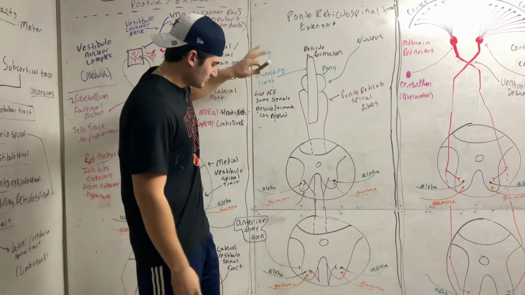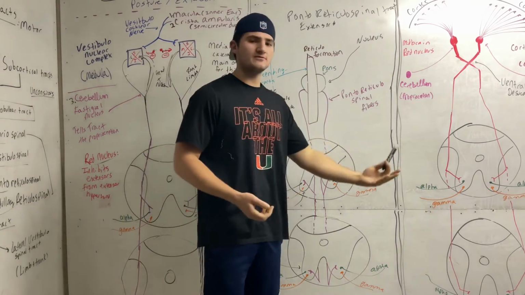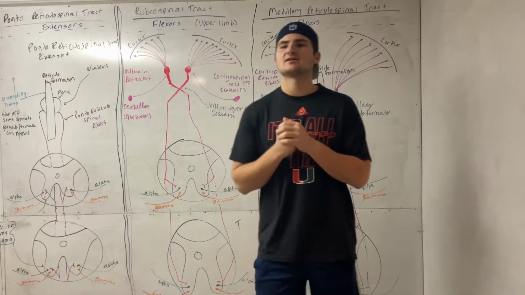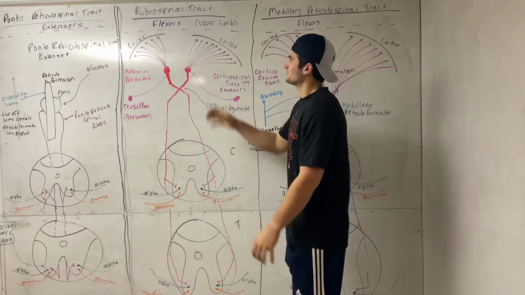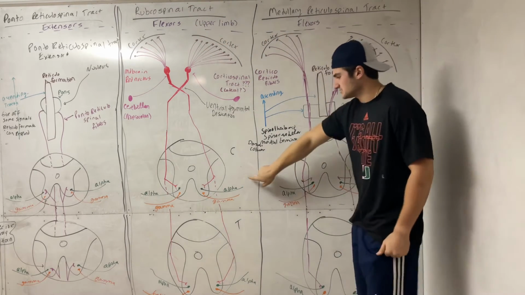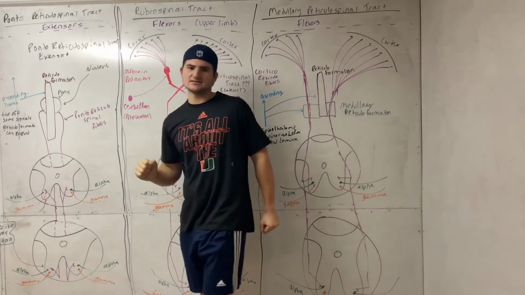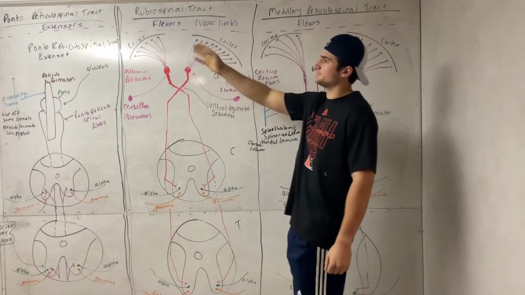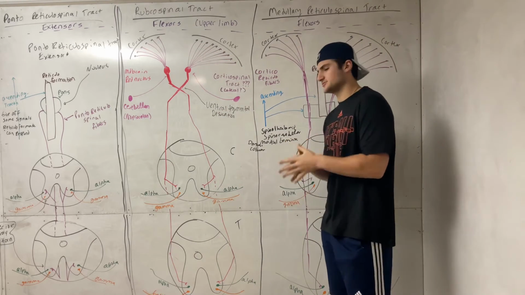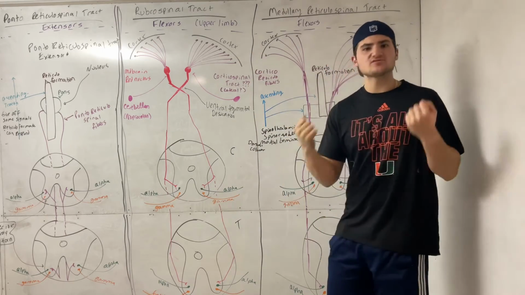Now, we know these two tracts pretty well. The next two tracts I'm going to talk about are going to be for flexors. Let's get to it. Okay, so now the last part, right? The last two tracts, thankfully. We're going to do the rubrospinal tract and the medullary reticulospinal tract. These are grouped together. Why? Well, I grouped the first two together, the vestibulospinal tract and the ponto-reticulospinal tract. What were those used for? Those are used for extension. These two are mainly used for flexion.